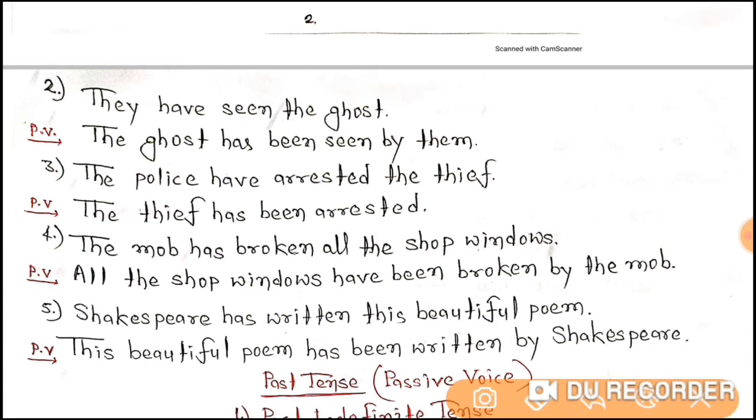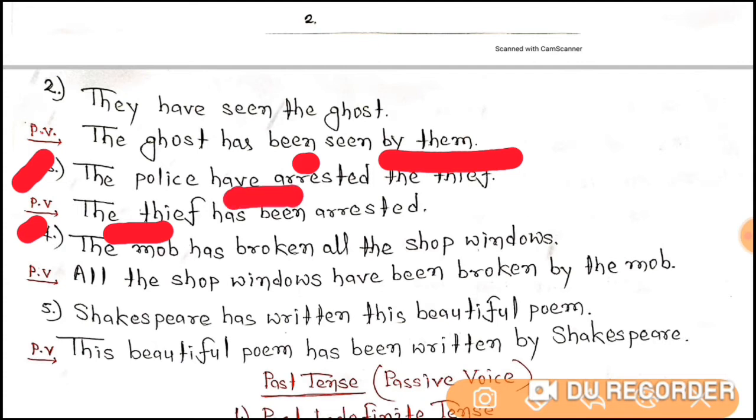Now let's understand the third one. The third one is what? The police have arrested the thief. Once again, here I would like to remind you that your subject is police. So there is no need to add by. Clear, students? So let's choose the object first. So the police have arrested the thief. So arrested whom? So here the thief is the object of this sentence. So in passive voice, at the place of subject I have made what? The thief. And then after has, as the thief is singular, and then been, and then V3 is what? Arrested. So now your sentence is, the thief has been arrested.